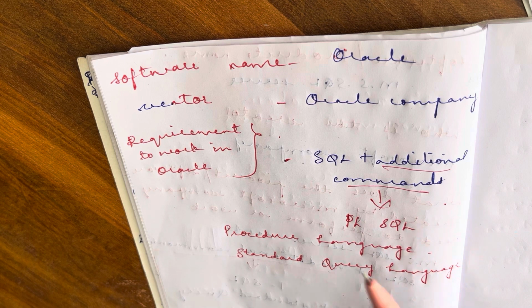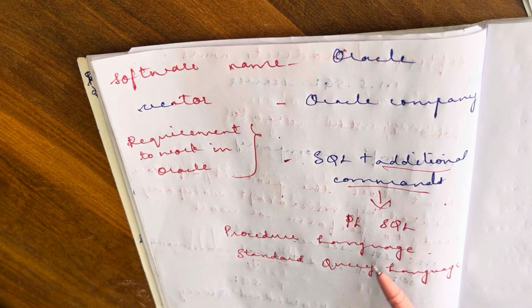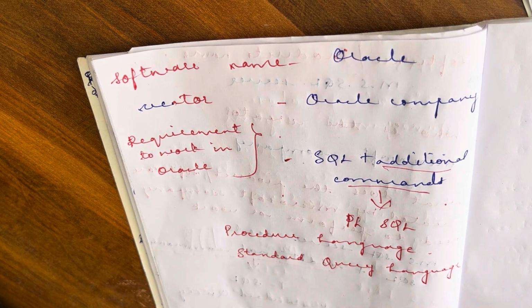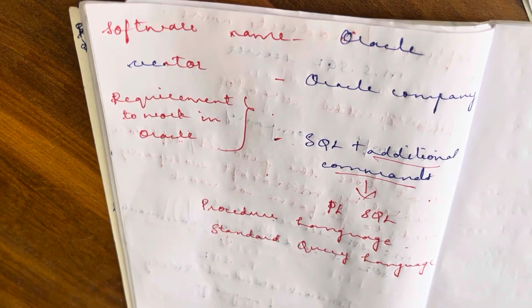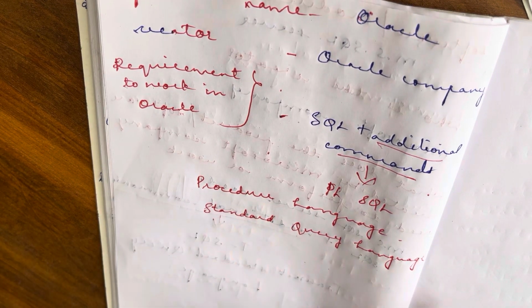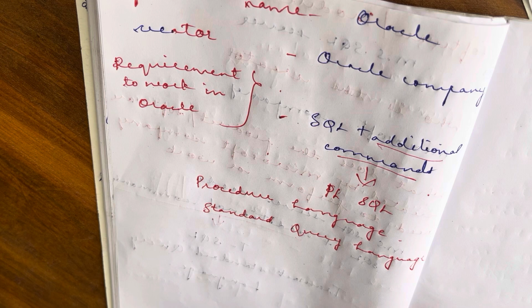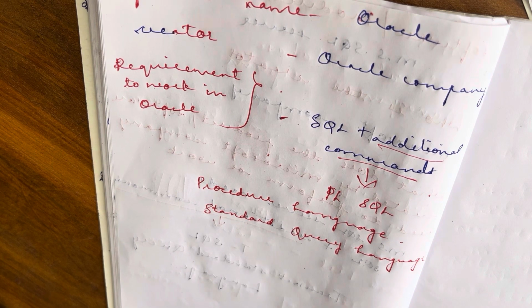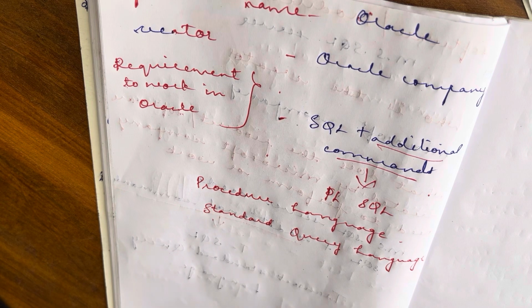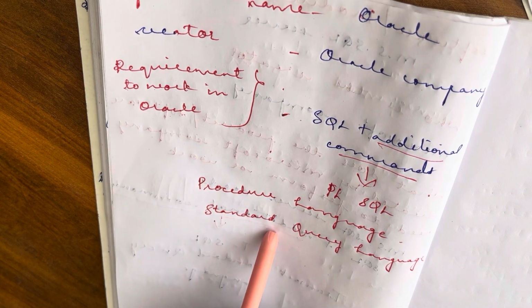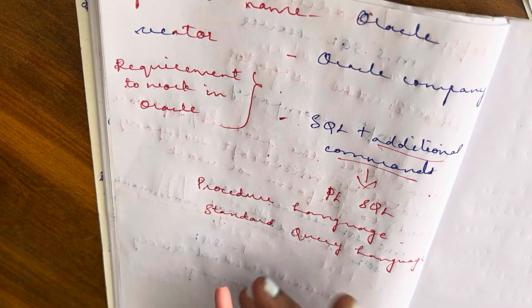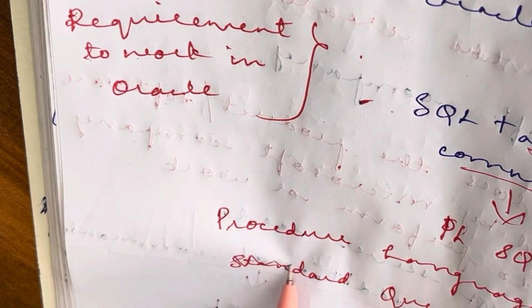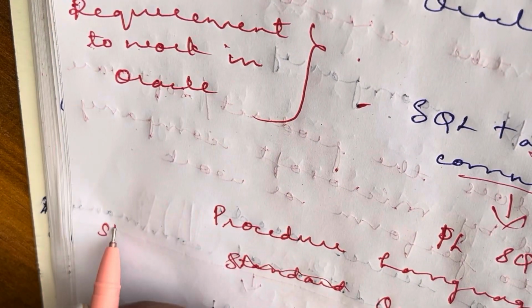So PL SQL is Procedure Language Standard. When I say standard, I'll explain why it is called standard also. Both are the same, structured query language and standard query language, but you can consider structured query language, which is the exact abbreviation for SQL. I'll explain why SQL is a standard as well. But for now, let's say it has a structure.